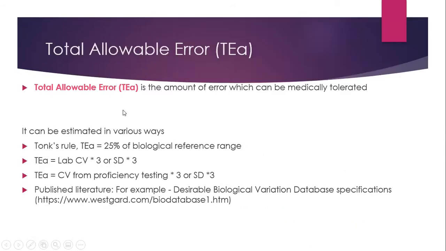What is total allowable error? Total allowable error is the amount of error which can be medically tolerated. It can be estimated in various ways. By the Tonks rule, total allowable error is equal to 25% of the biological reference range, or it can be calculated from the laboratory standard deviation or laboratory coefficient of variance, or from the standard deviation and coefficient of variance obtained from proficiency testing, or it can be taken from published literature. I have given a link for the total allowable error tabulation.